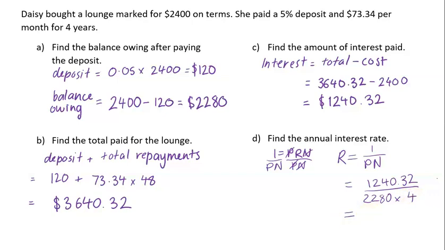And so to calculate our interest rate, we have $1,240.32 divided by the principal, $2,280, and the number of investment periods, which was 4. And that gives us 0.136 as our rate. Now you'll remember this is a decimal, and to make it into a percentage, we need to multiply it by 100. So it is 13.6% per annum. That's the interest rate that Daisy is being charged for her lounge suite purchase.